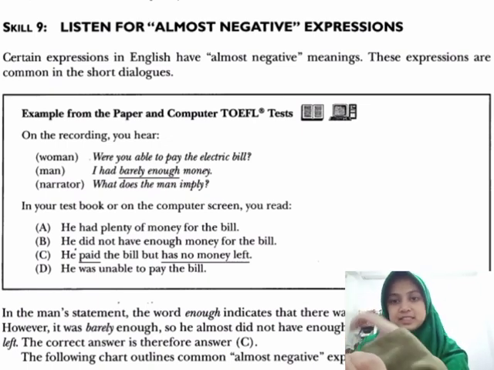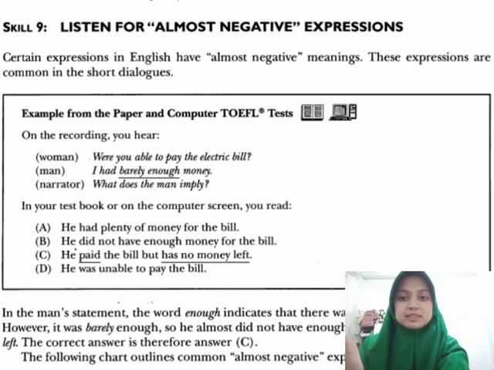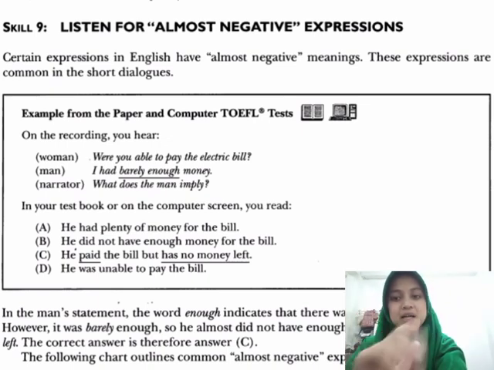Then the answer is C, because in the man's statement, the word enough indicates that there was enough, so he paid the bill. However, it was barely enough, so he almost did not have enough and certainly has no money left. So that's why the correct answer is C.